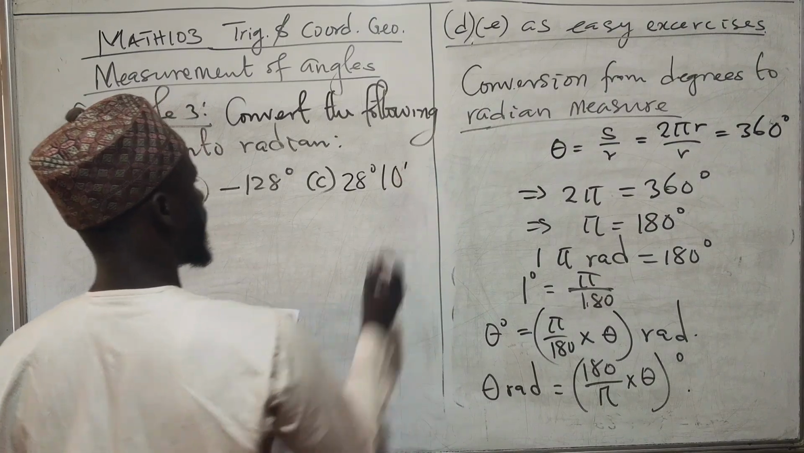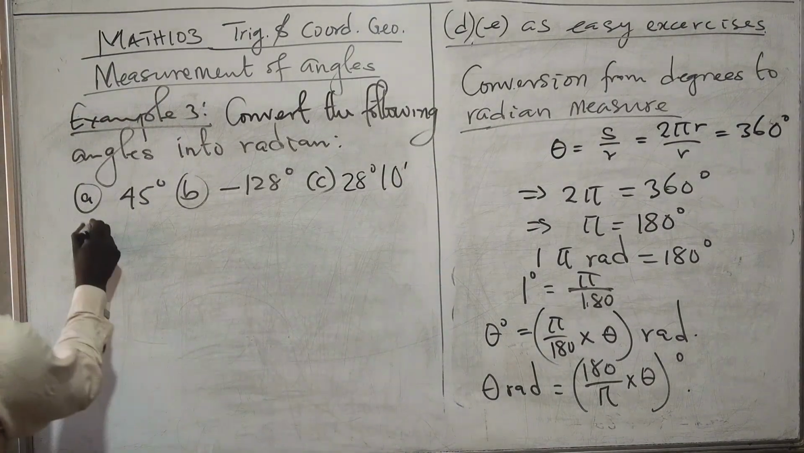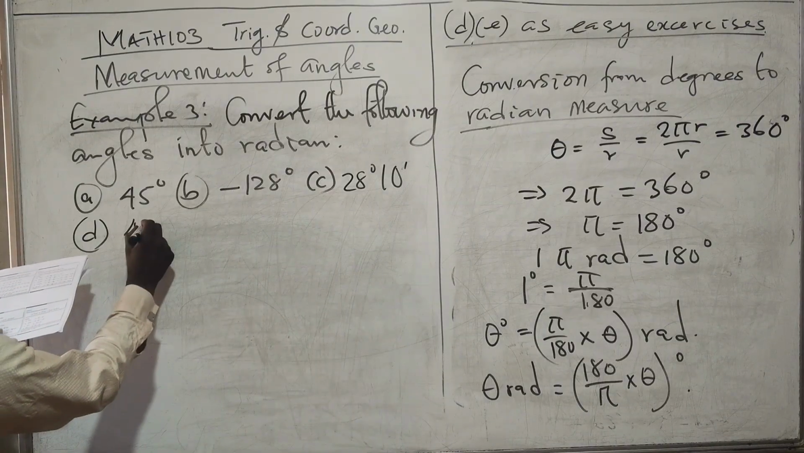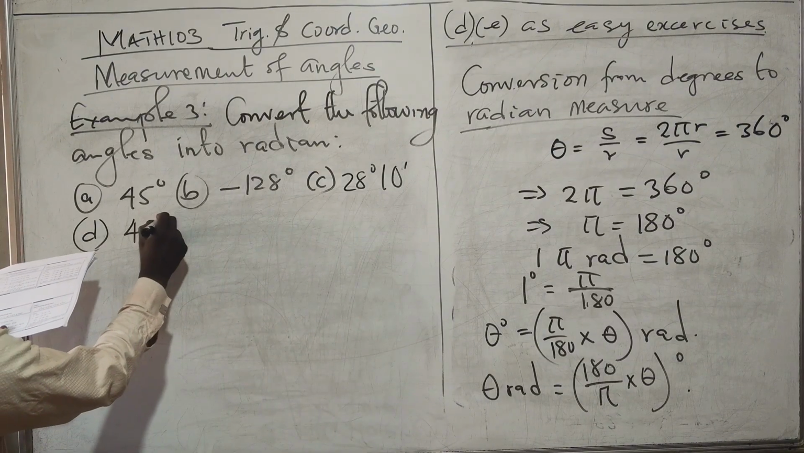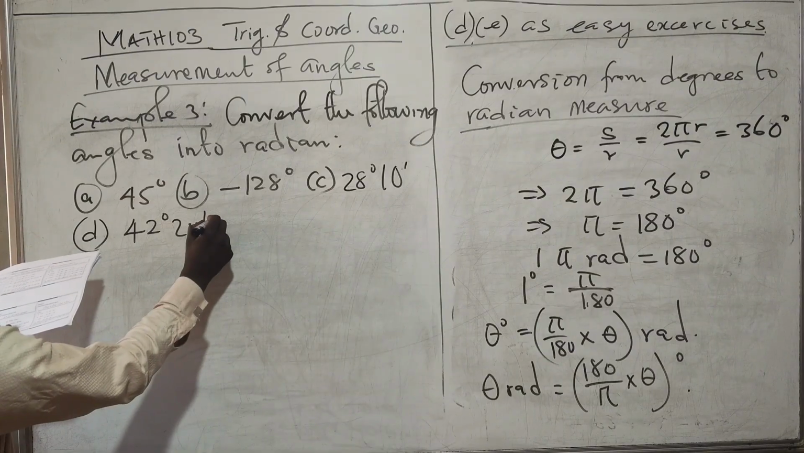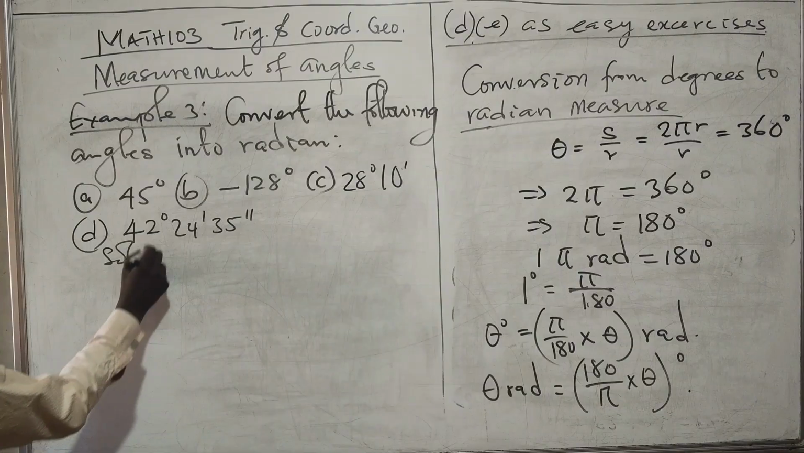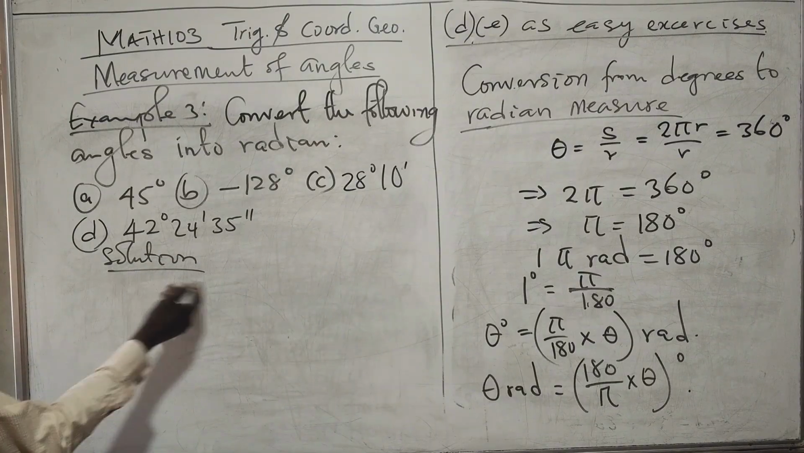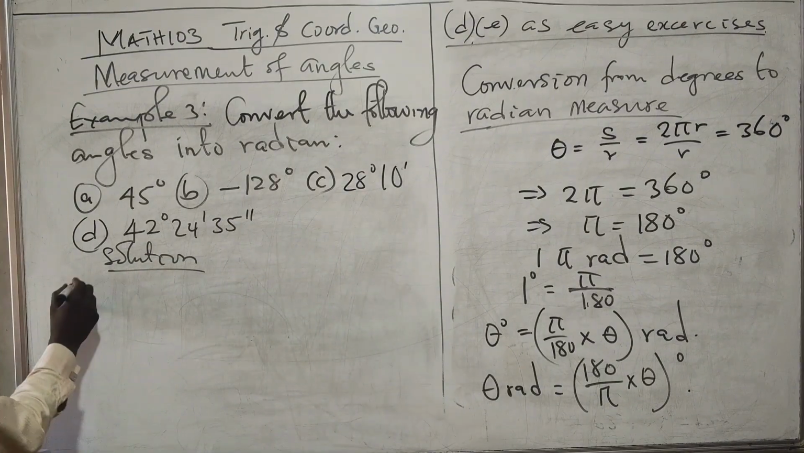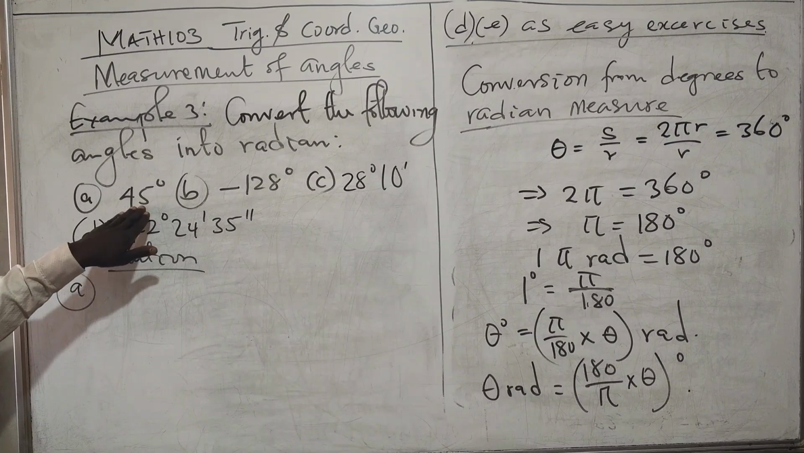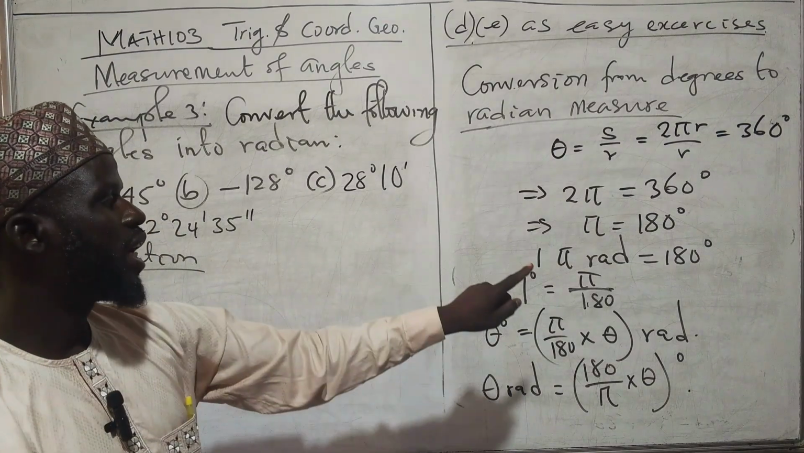And the D part, this example contains only 4 questions: 42 degrees, 24 minutes, and then 35 seconds. So we say solution. We already have all the ingredients required to attack a problem in this example. So we are given theta is 45. You should convert 45 degrees to radian measure, and we have the tool to do that.